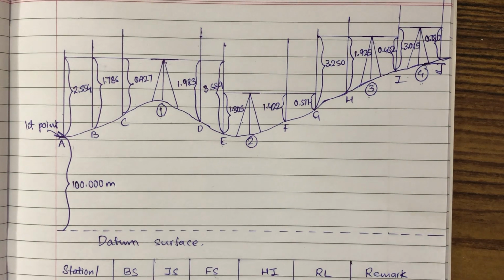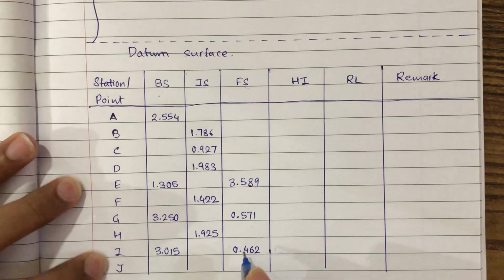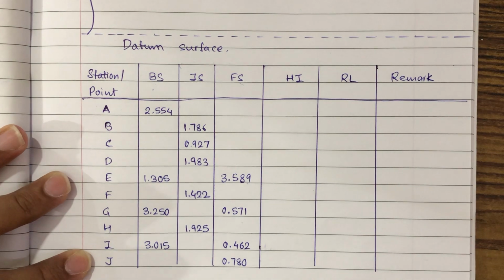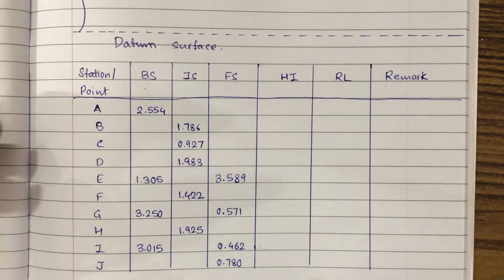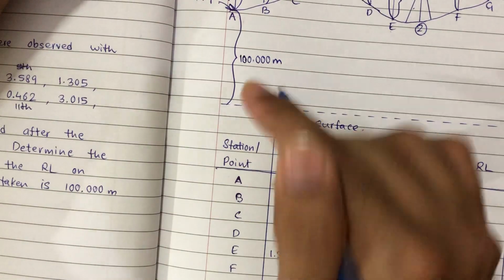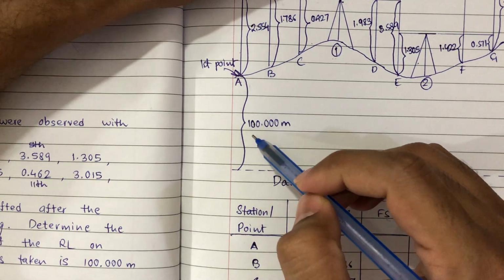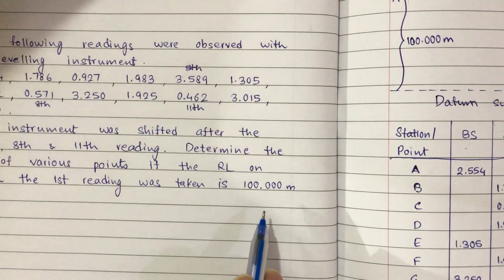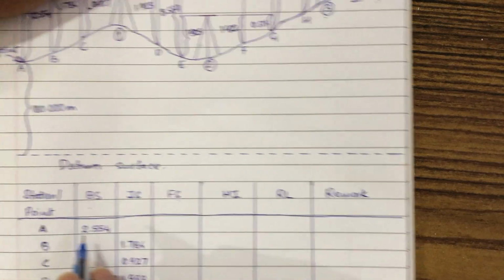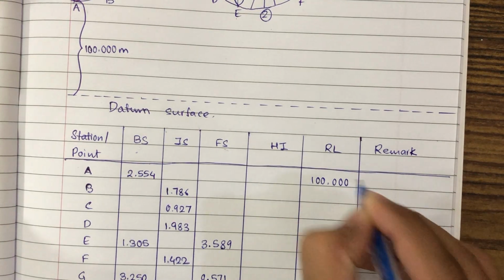Obviously the last reading will be the foresight reading, so this will be the foresight reading, that is 0.780. Now we know the RL of the first point. This point is A. So the RL of the first point is already given to you, that is 100 meters. It is already provided in the problem statement itself. So we can write over here that the RL of this point A is given as 100 meters.